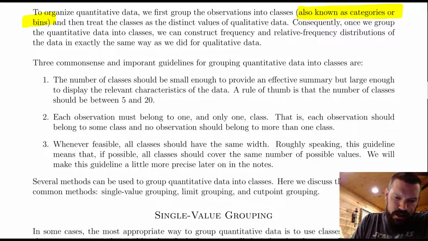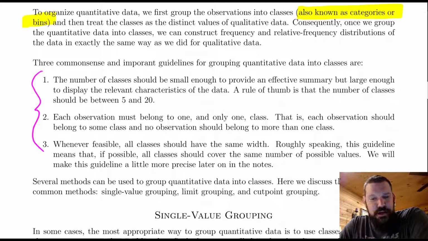And you can see that right here, I've labeled them as 3 common sense but important guidelines for grouping quantitative data. So the first one, the number of classes should be small enough to provide an effective summary, but large enough that you can display the relative characteristics of the data. A rule of thumb is that the number of classes should be somewhere between 5 and 20.